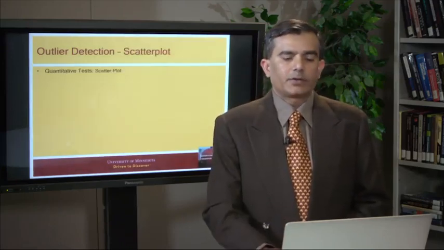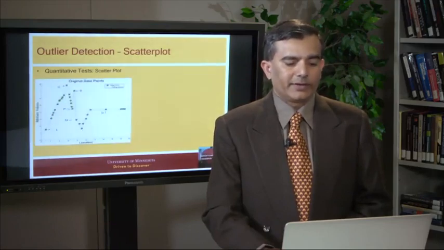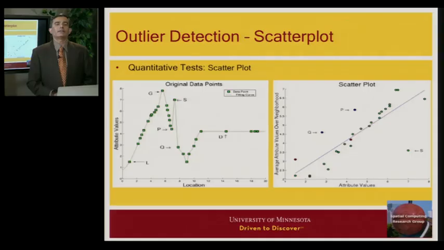There is another test called scatter plot. In this case, we look at the same data set, but the plot that we are creating is slightly different. So here in x-axis, we look at attribute value. Okay? So in this plot, each point in scatter plot corresponds to an individual point in your original data set. So if original data set has n points, scatter plot also has n points. Okay? However, those points are plotted differently.